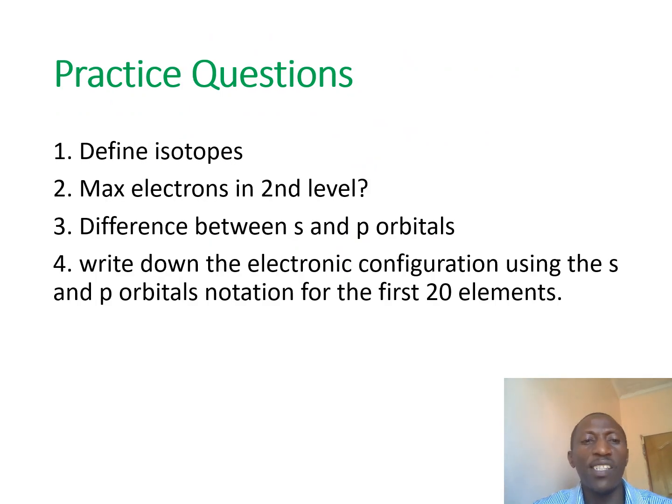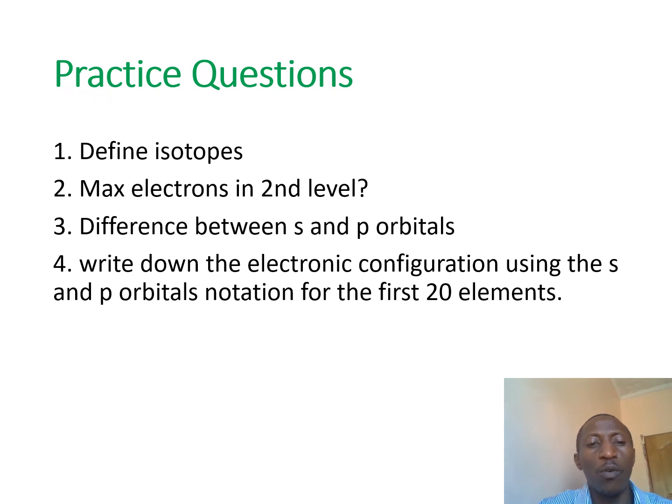Let's look at some practice questions. What are isotopes? As we saw in our first lesson, some elements have atoms having a different number of neutrons, but the same number of protons. So isotopes are atoms of the same element having the same number of protons, but a different number of neutrons. Or they have the same atomic number, but different mass numbers.